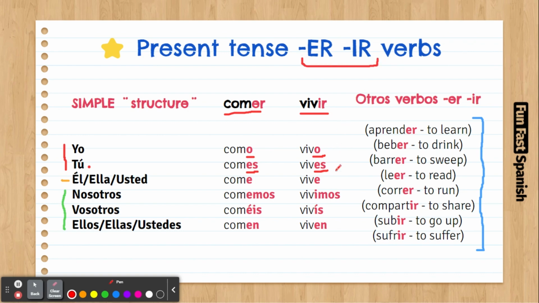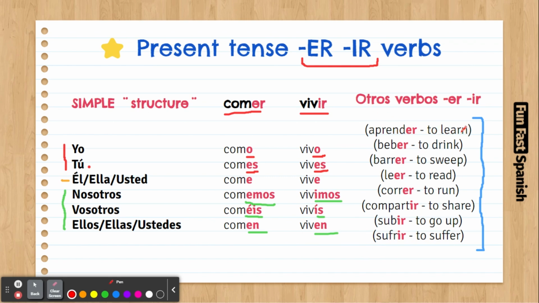The only difference here comes when you start doing the plural personal pronouns. Look, emos, imos. Sorry, this line wasn't that good. Éis, and this one is the same. En. But again, you're going to introduce this later. For now, let's concentrate on the red ones here, yo and tú. So I'm going to let you practice with me.